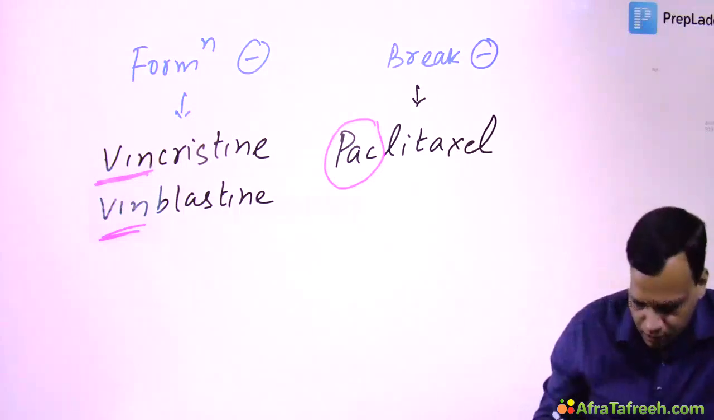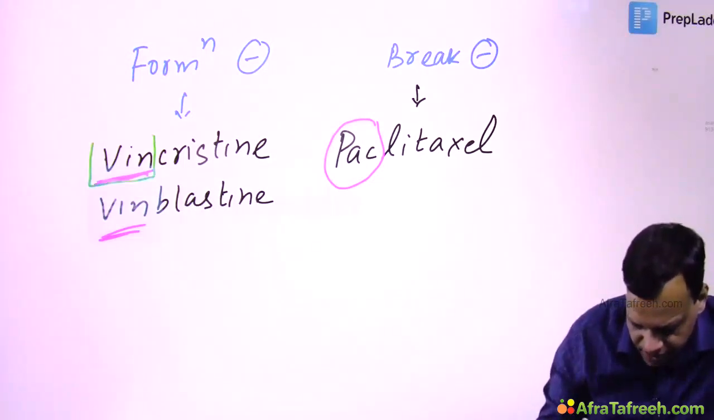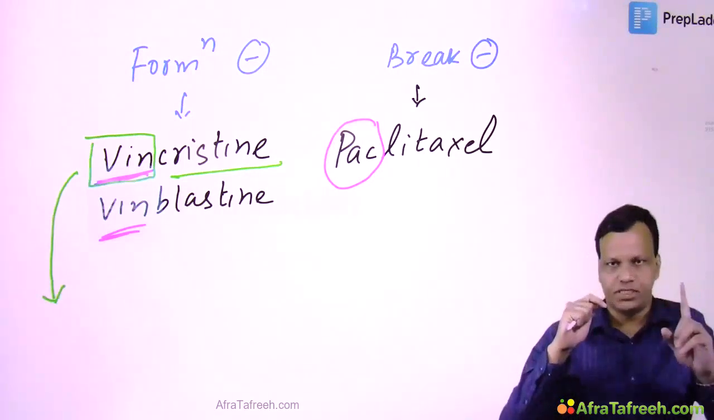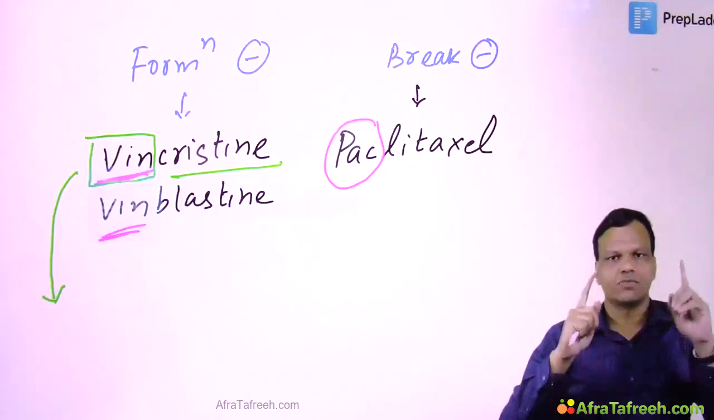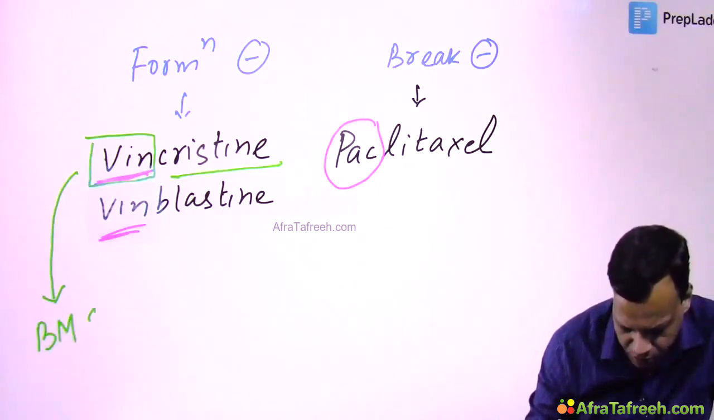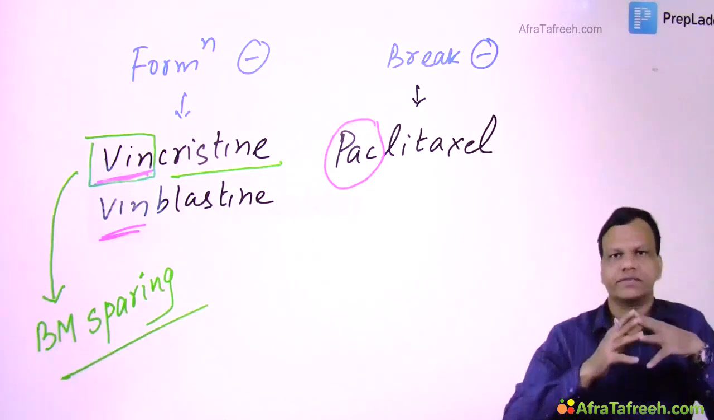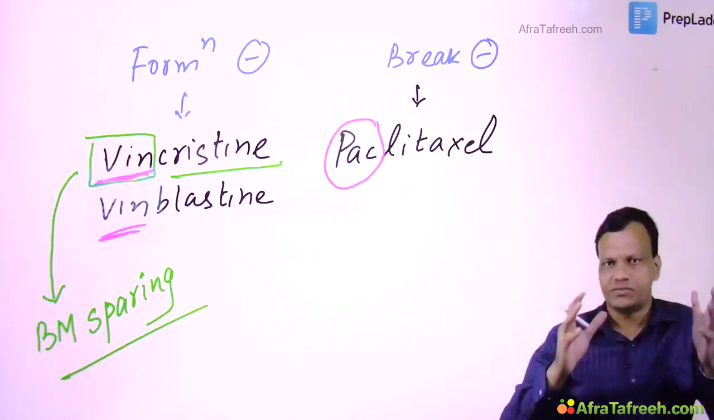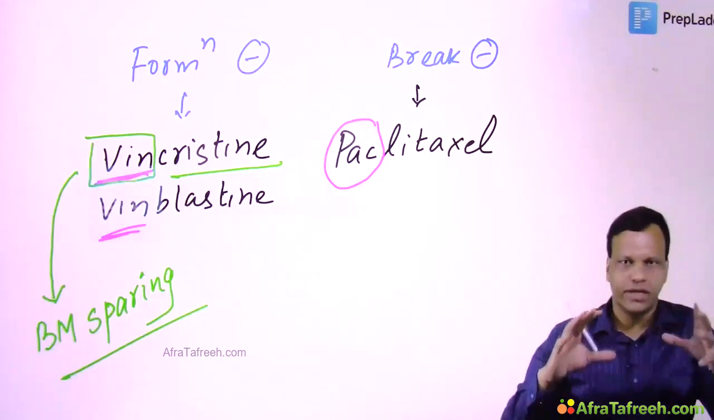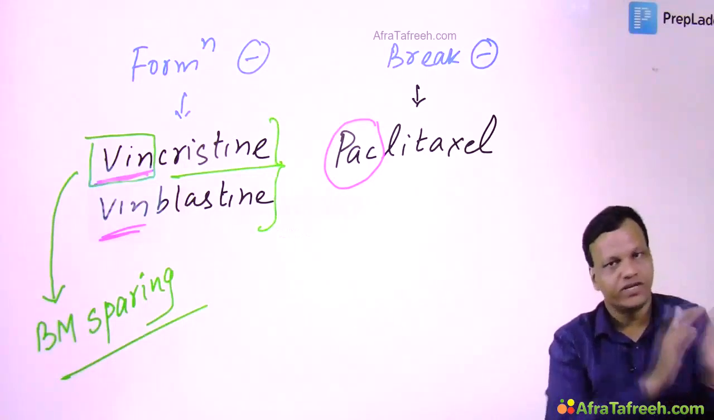Clear? Now a special thing to remember: vincristine is the first exception. Remember, not the group, only vincristine. It is the first exception. We discussed that all anti-cancer drugs cause bone marrow suppression, but vincristine does not cause bone marrow suppression. It is called a marrow sparing drug, or bone marrow sparing drug. It does not cause bone marrow suppression. All anti-cancer drugs cause bone marrow suppression; vincristine does not. Clear? But in this group, both vincristine and vinblastine, remember vinblastine causes bone marrow suppression, vincristine does not.